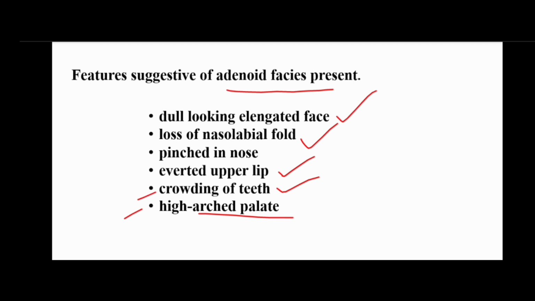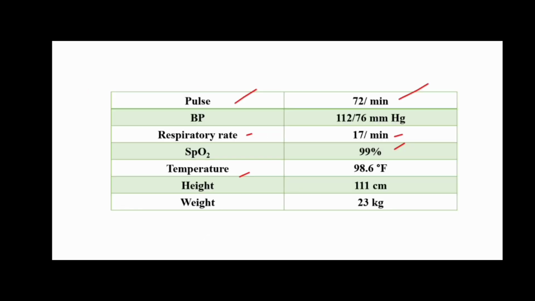Here is the main thing: features of adenoid facies. That is dull looking elongated face, loss of nasolabial fold, pinched nose, everted upper lip, crowding of teeth, high arched palate. Then in general examination, we have to record the pulse rate, blood pressure, respiratory rate, oxygen saturation, temperature, height and weight.